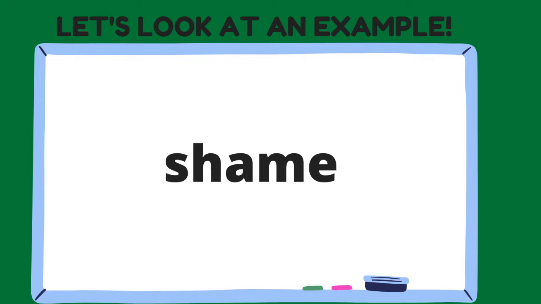Let's try another example. Now I'm showing the word shame. S and H will make the sound sh. A is also not making its A sound in this word. It's actually saying its name, A. M makes the sound M, and E is supposed to make the sound E. Let's put those sounds together. Sh, A, M, E. We would not get the word shame.